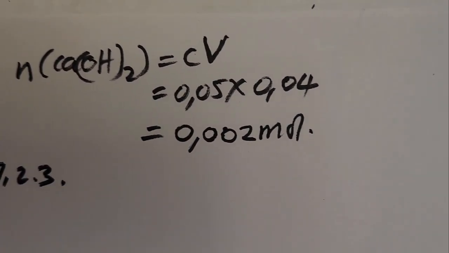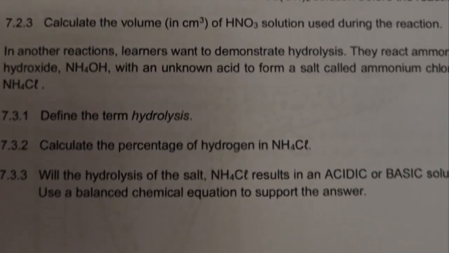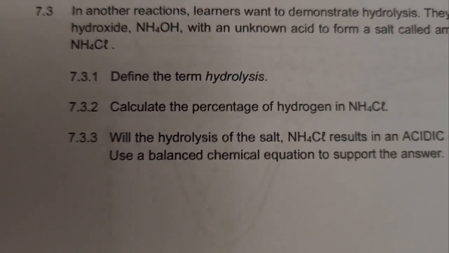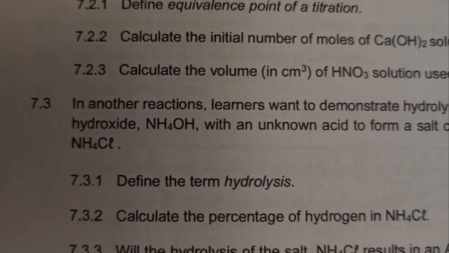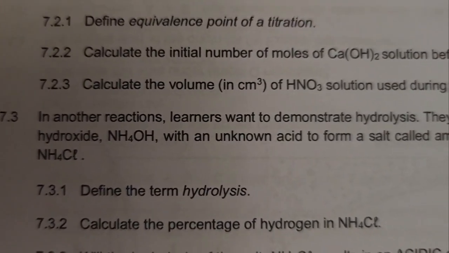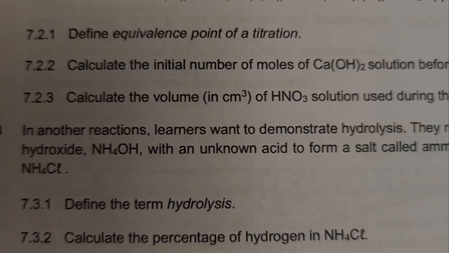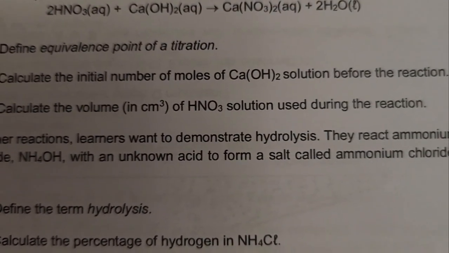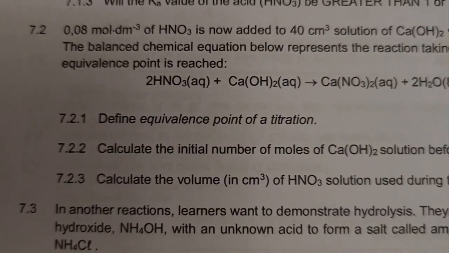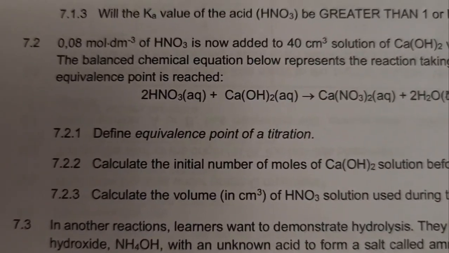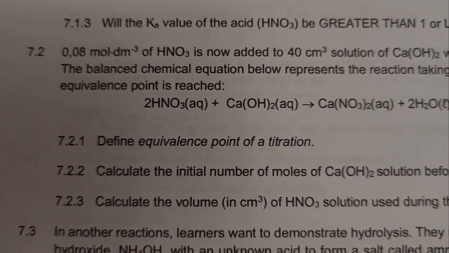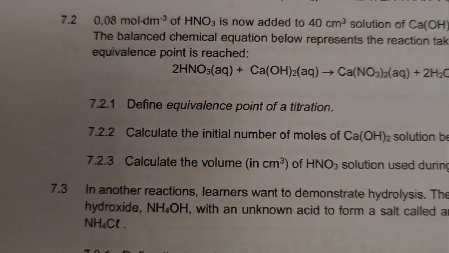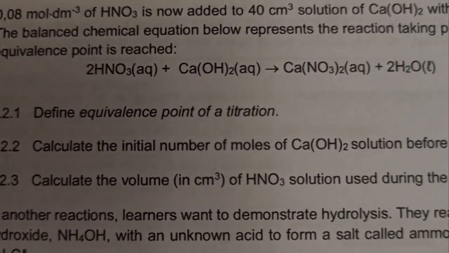Now they say to us, according to this one, let's check from the question. 7.2.3. Fine, they say to us, calculate the volume in cubic centimeter of nitric acid used during the reaction. Now remember, we were given the concentration. Now we need the number of moles to find the volume. Therefore we go to the balance equation. Can you look at the balance equation?